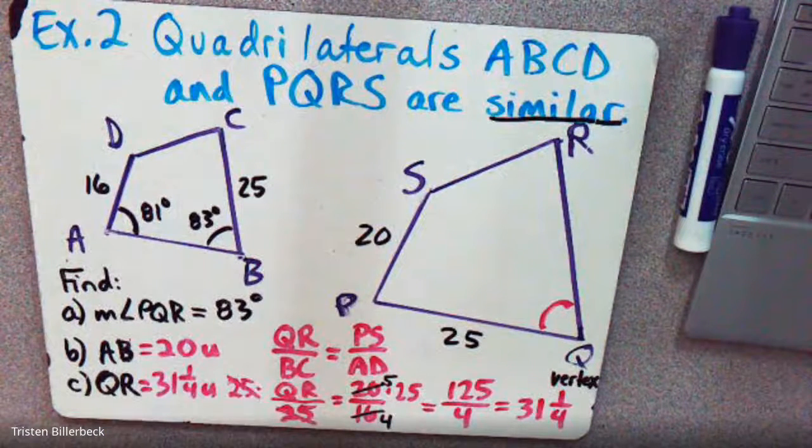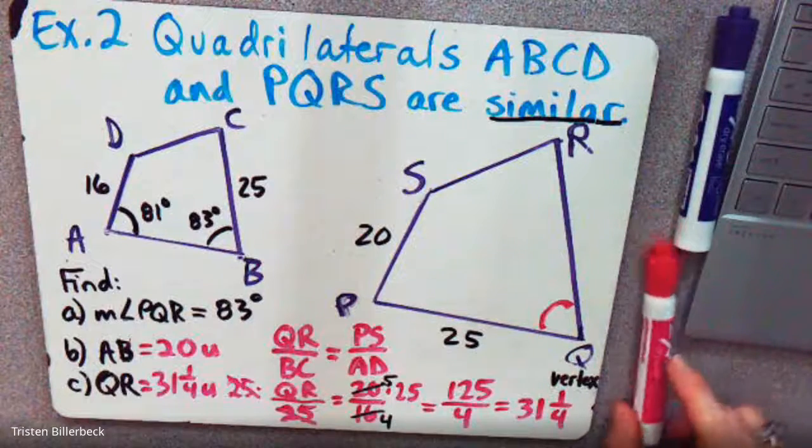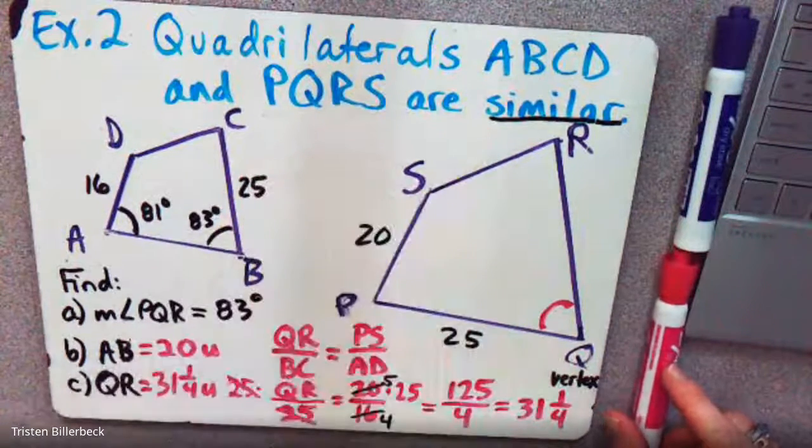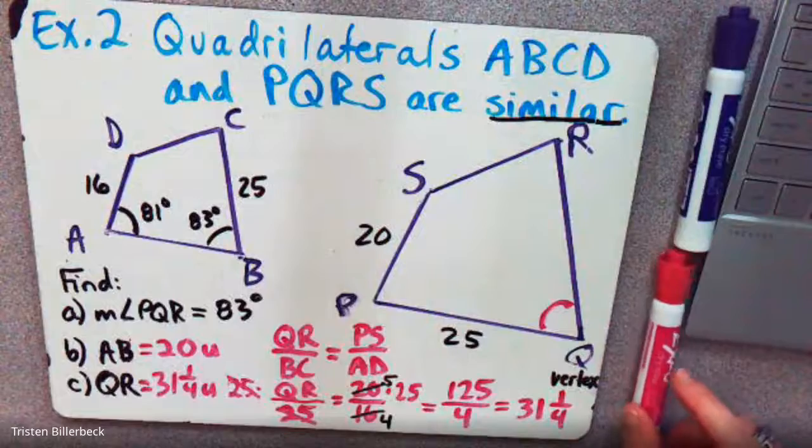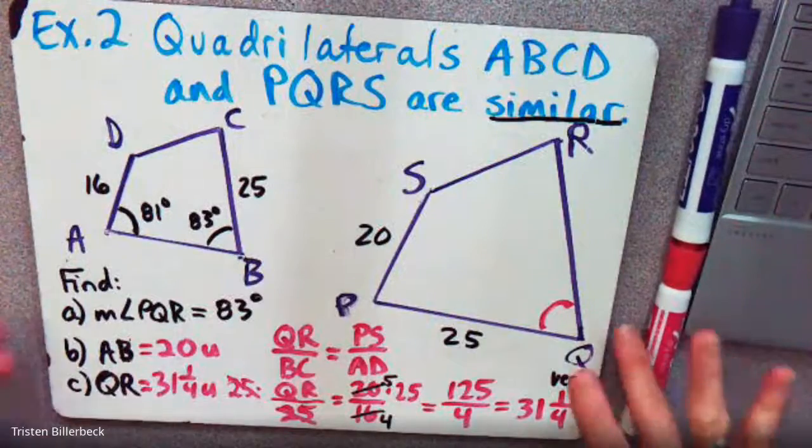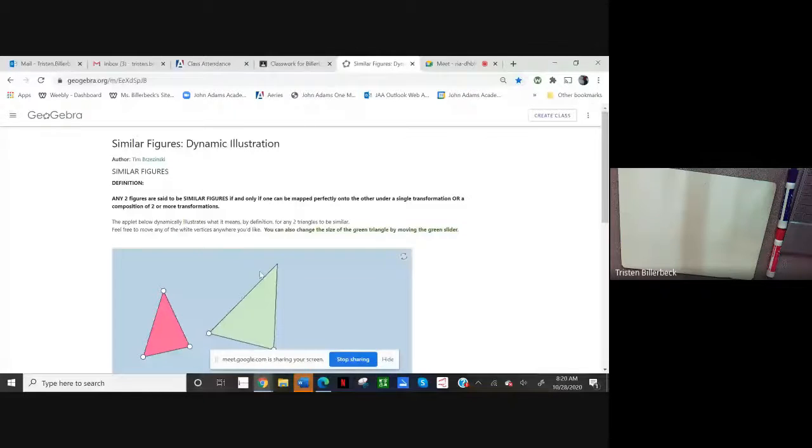Okay, so that's how we use the fact that things are similar to find angle measurements and missing sides. Let me show you a quick visual on this as well. So I'm going to share the screen now. And we're going to go to similar shapes.